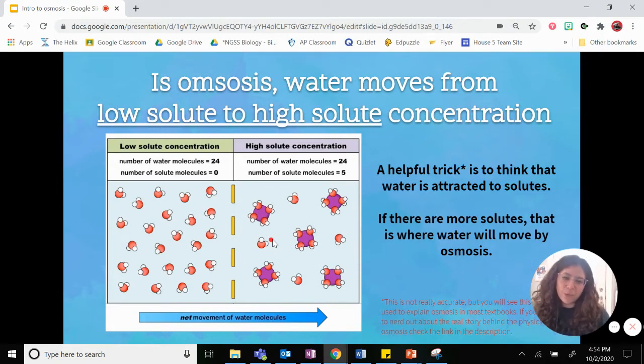So a helpful way to think about what direction the water is going to move is you can think that water is attracted to solutes, or that water loves solutes and it's going to get stuck to those solutes and stay on that side. This is actually not really 100% biologically accurate, but it's such a common trick that you will see it in most textbooks. If you want to nerd out about the truth of the physics behind osmosis, you should check out the link in this description.